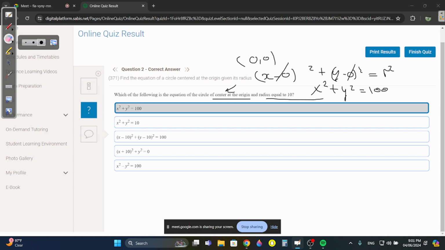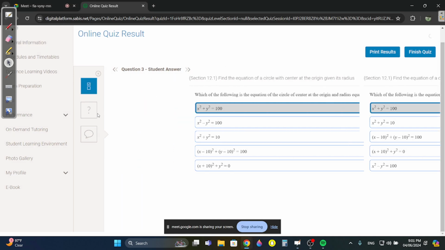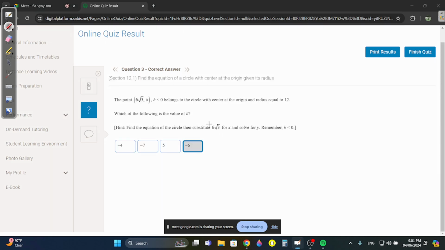Question 3. The point (6√3, b), where b is less than 0, belongs to the circle with a center at the origin and the radius equals 12. Center at the origin means x² + y². There's no x minus something or y minus something, because the center is (0, 0), the origin. And the radius is equal to 12, so it equals 12 squared, 144, because x² + y² = r². This is the equation of the circle.